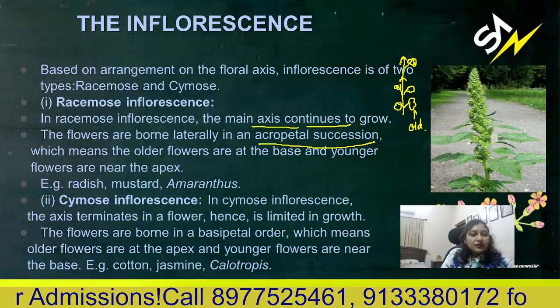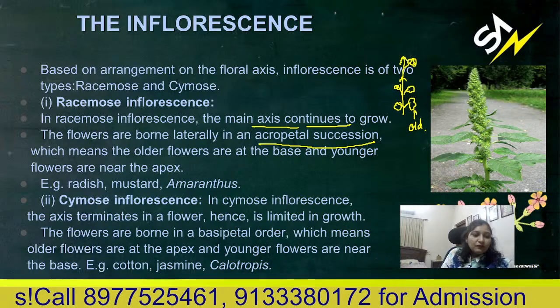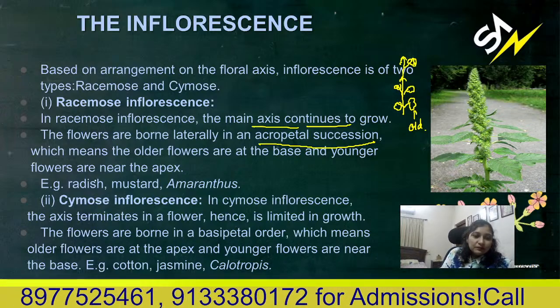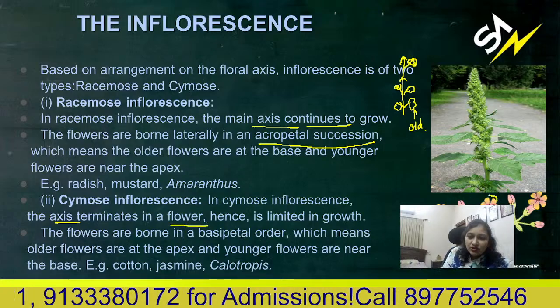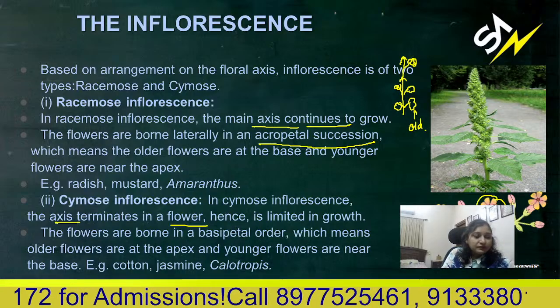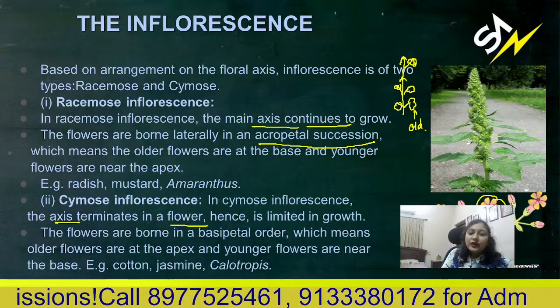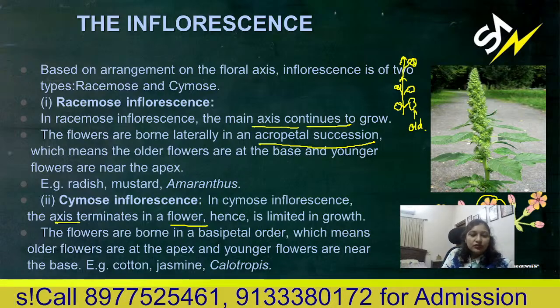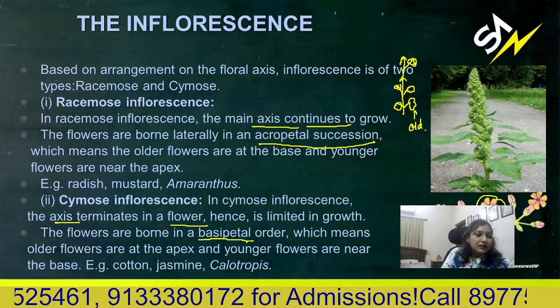Then next, in the case of cymose. In cymose inflorescence, the tip is terminated. The axis is terminated in a flower. So this is your oldest flower. This is your oldest flower. Okay, so the oldest will remain at the tip and younger ones will grow at the base. That type of succession is known as basipetal succession.